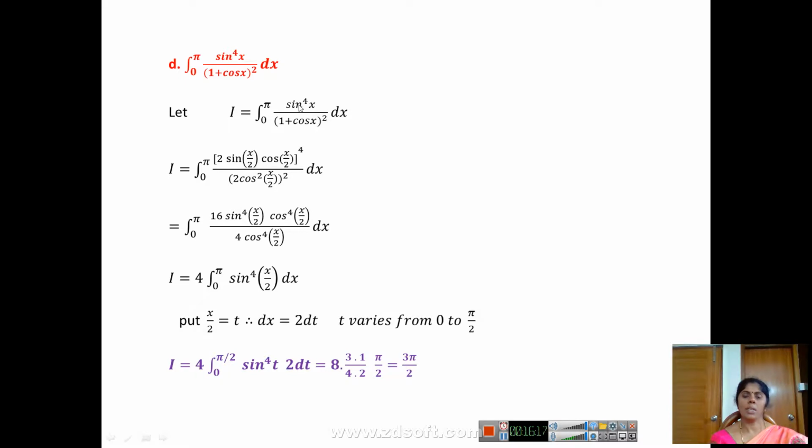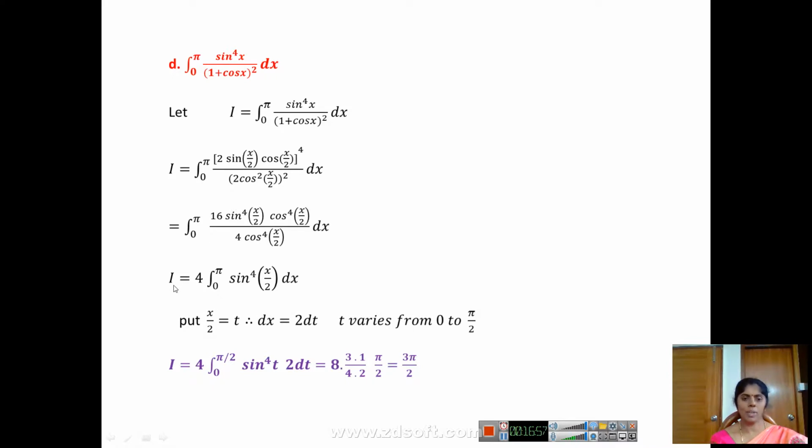And here the sine has the power 4, so sine raised to the power 4 whole divided by 1 plus cos x, which can be written as 2 times cos square of x by 2 whole square. So just simplify here. This we can write as 16 times sine to the power 4 of x by 2 times cos to the power 4 of x by 2, whole divided by 4 times cos to the power 4 of x by 2. Cos to the power 4 x by 2 gets canceled, and 4 ones are 4, 4 fours are 16.